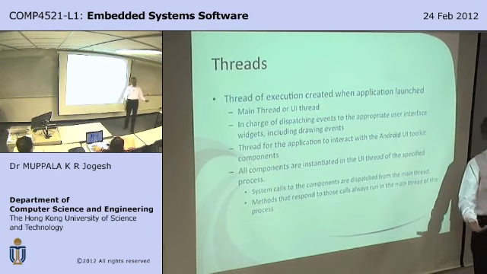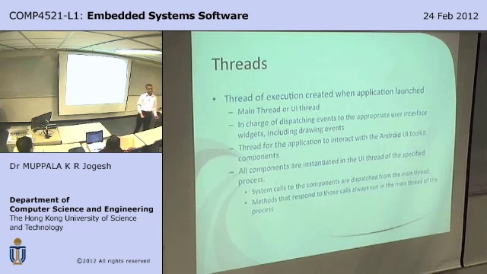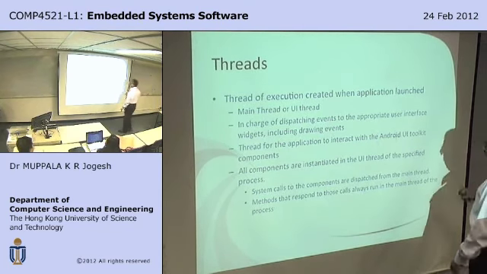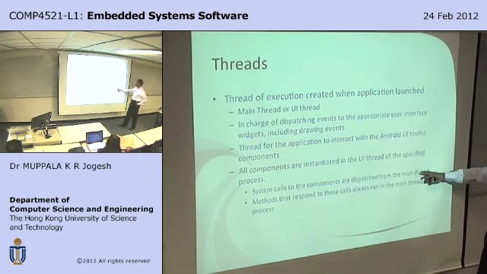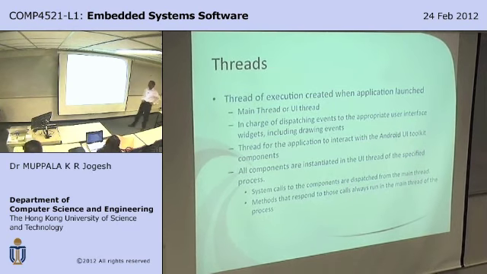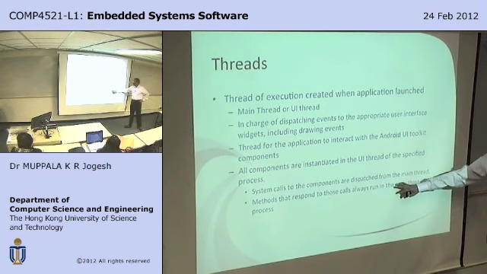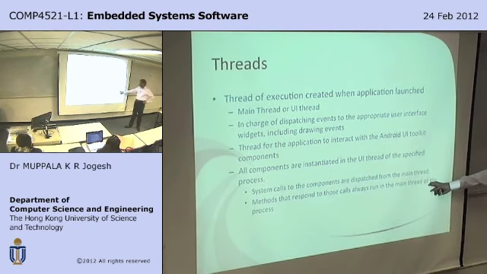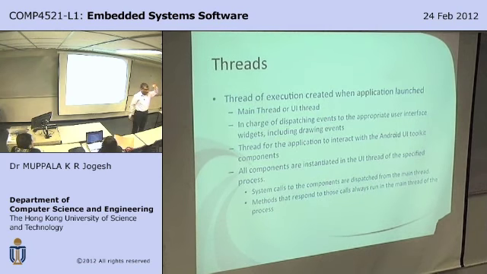So if you start up multiple components, all those components will be running on the same UI thread. Okay? UI thread is the thread of execution for the particular process. So system calls to the components are dispatched from the main thread. And methods that respond to these calls always run in the main thread of the process. So this is the main thread or the UI thread which is controlling everything.